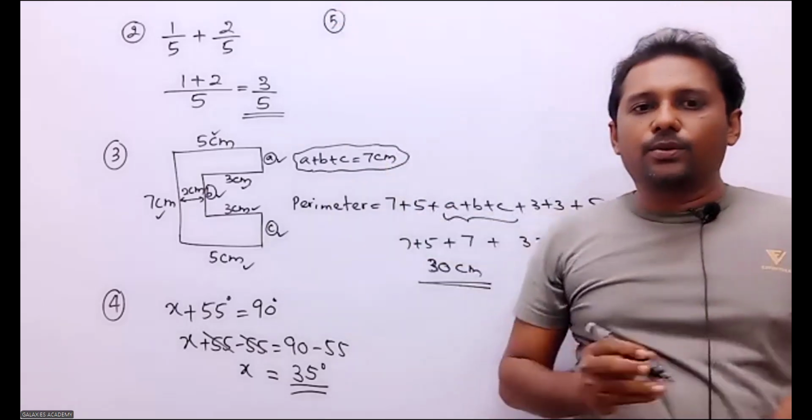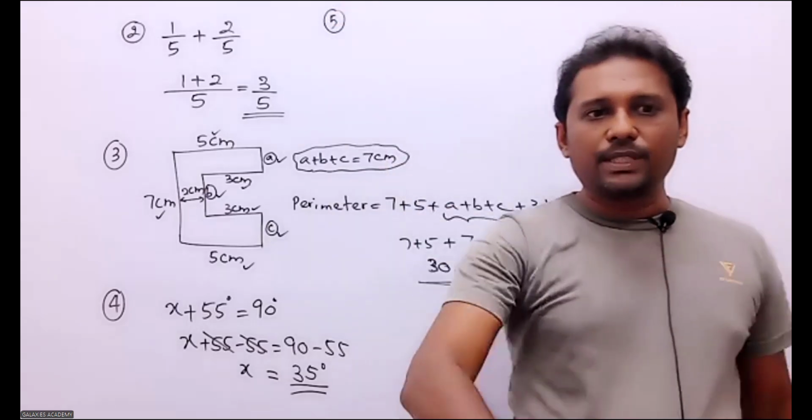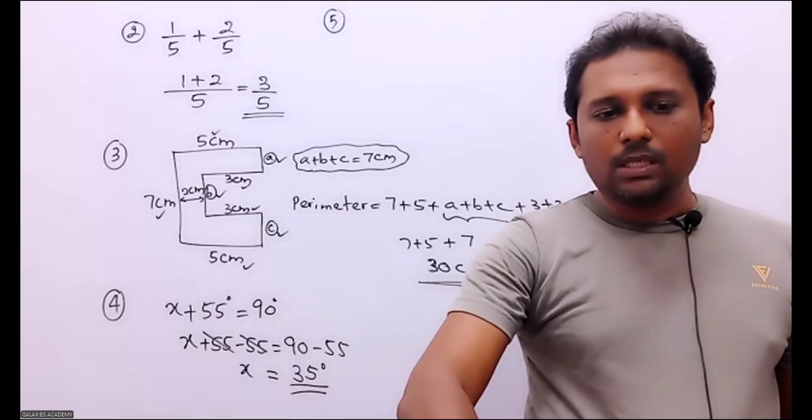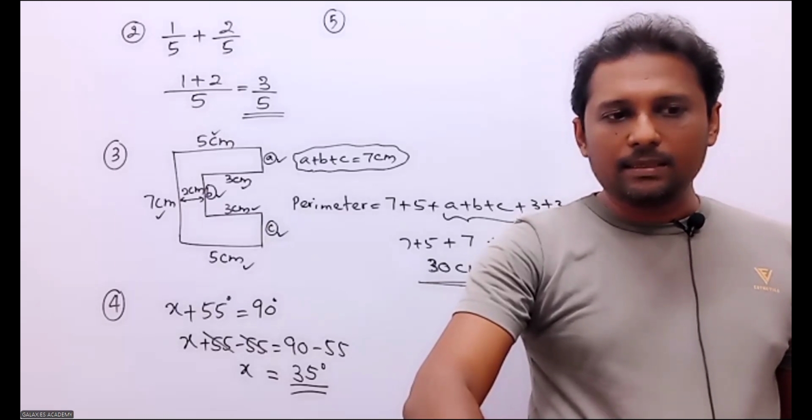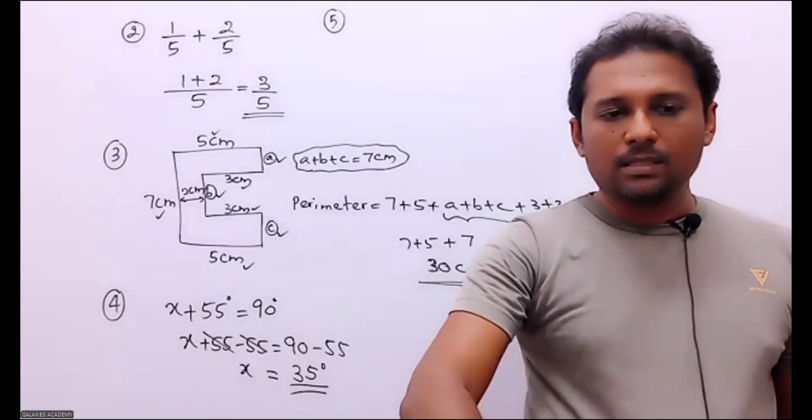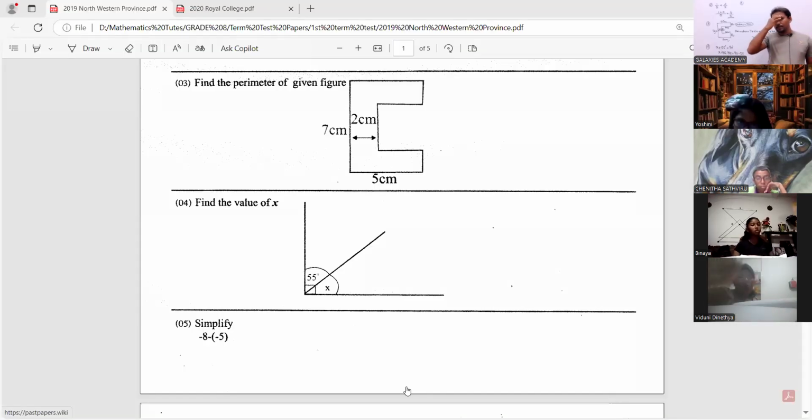Right. Then let's go to question number 5. Question number 5 is from the directed numbers lesson. In this grade, you studied addition, subtraction, multiplication, and division of directed numbers. This part is from the subtraction of directed numbers, right? Negative 8 subtract negative 5.